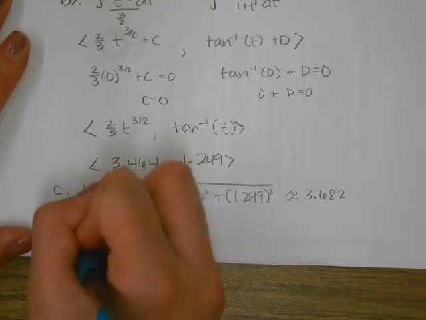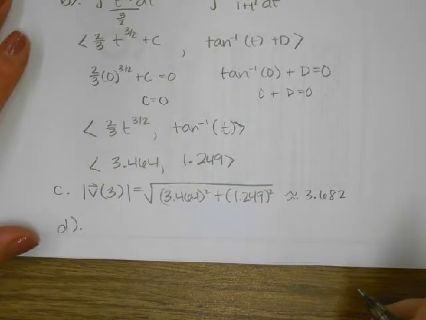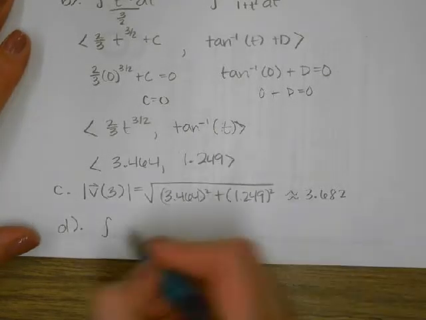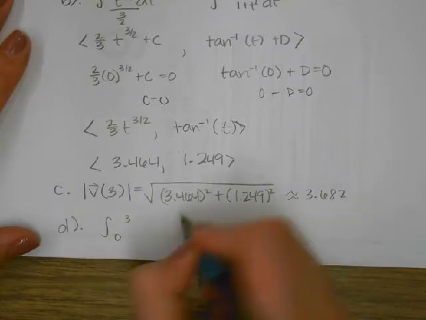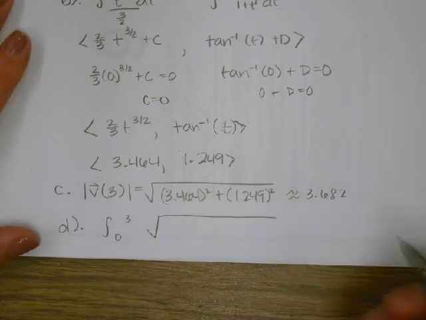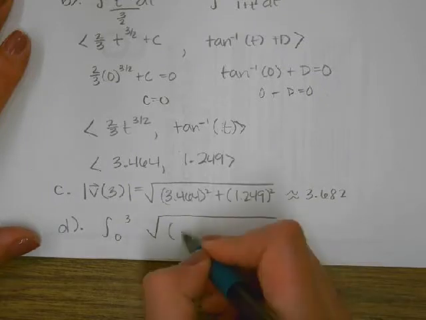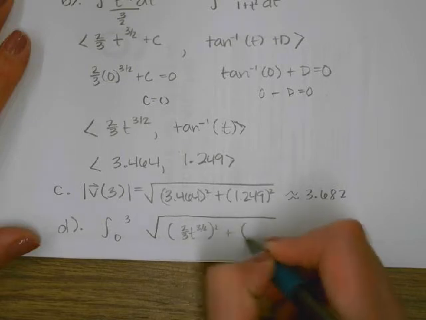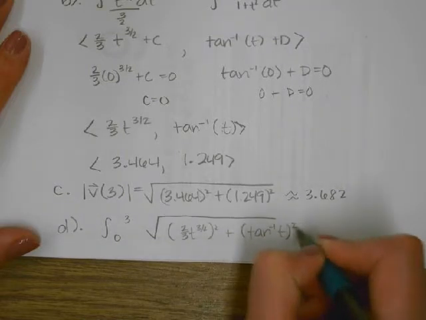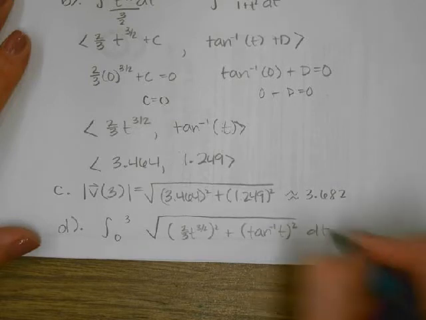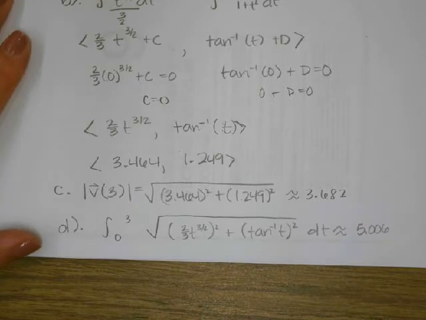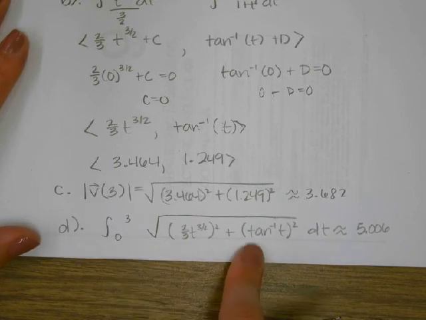And then for part D, it said, what is the total distance traveled by the particle in the time interval? You just have to remember the formula for that. So distance traveled from 0 to 3, and I just remember that it's the integral of the square root of x prime squared plus y prime squared. So that's 2/3 t to the 3/2 squared plus tan inverse of t squared dt, and I plugged that into my calculator and I got 5.006. This one is also worth 2 points. 1 is for having the integral written correctly, and then 1 is for the answer.